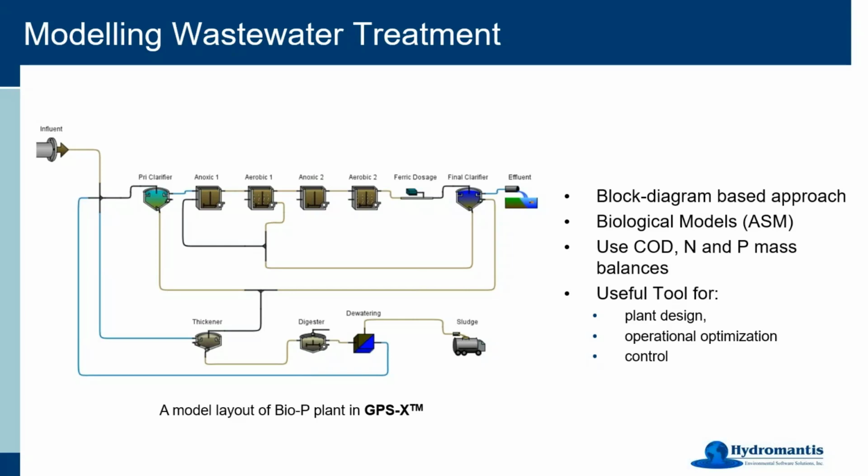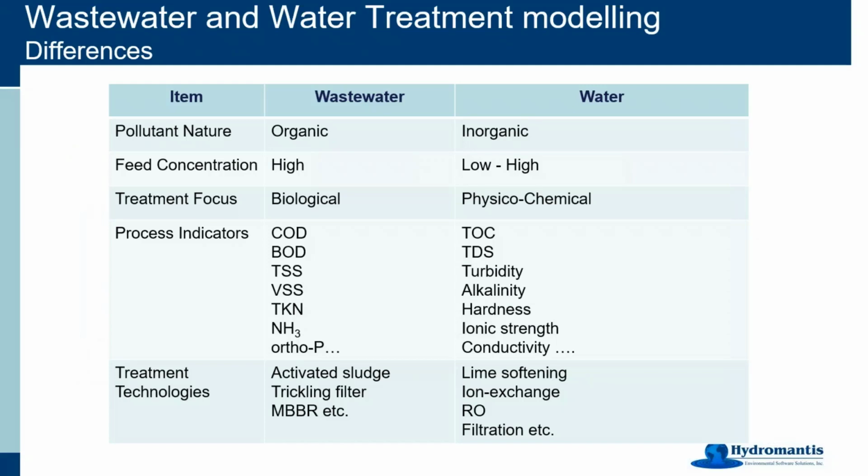So when we look at the differences between wastewater treatment plant and water treatment, what makes it a little bit harder to take the same concepts into the water domain, we can see that the nature of pollutants for wastewater is basically organic in nature. The concentrations are typically high, and the primary focus in wastewater treatment is biological treatment, not to mention that while physicochemical treatments are also important, the real focus is on the biological side.